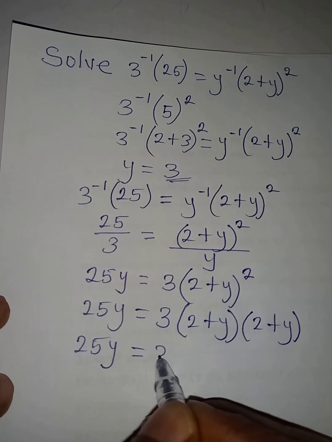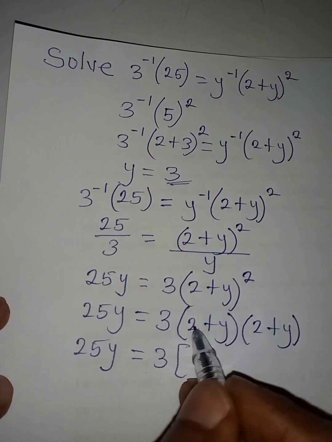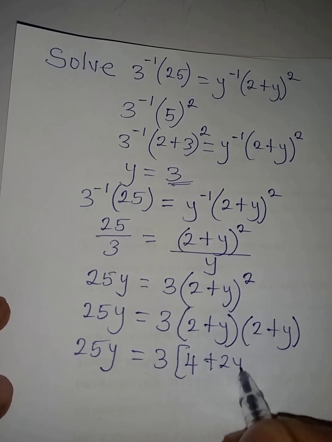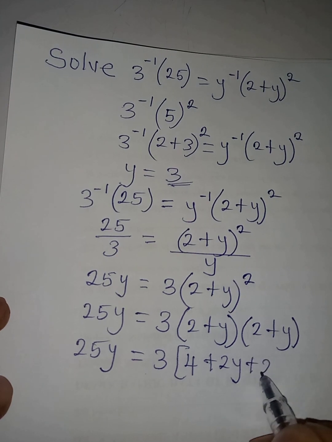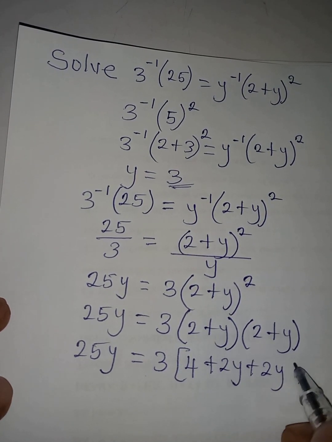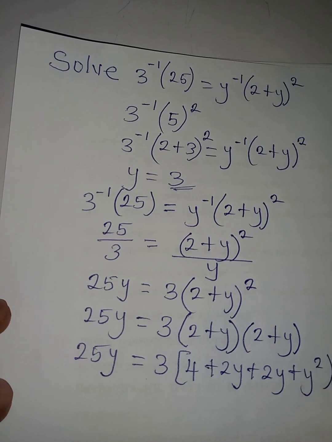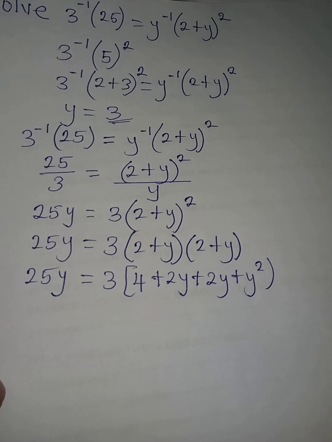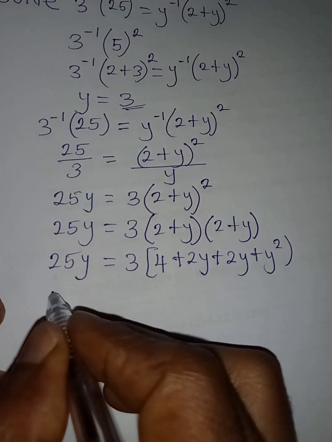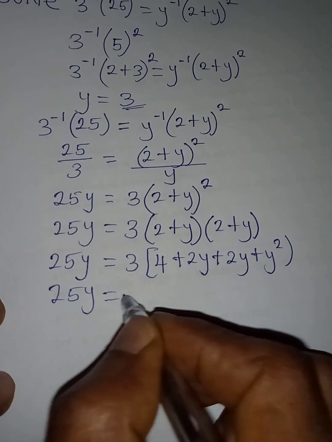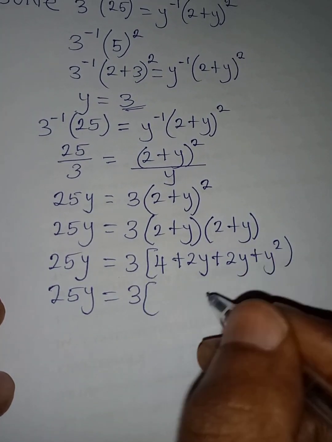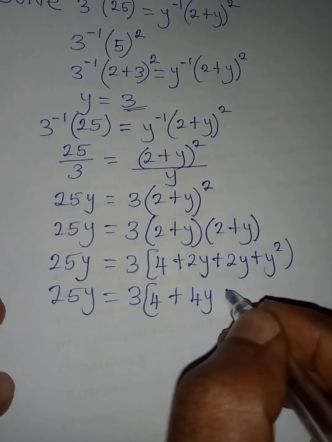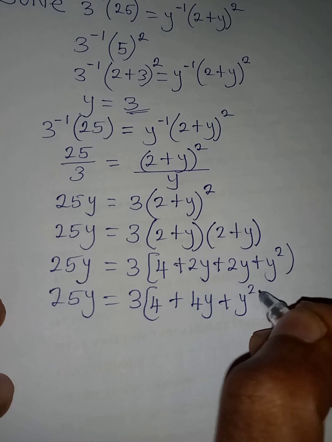25y equals 3, and I will open the bracket. 2 times 2 is 4. 2 times y will be plus 2y. y times 2 will be plus 2y. And then y times y will be plus y squared. Now, let me work on what we have in the bracket, so that we say 25y is equal to 3 into bracket 4 plus 2y, which gives us 4y, then plus y squared.